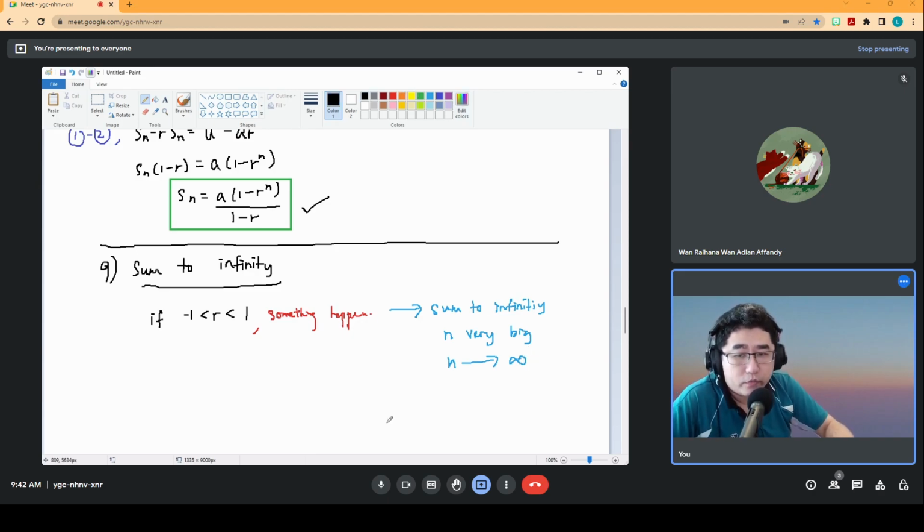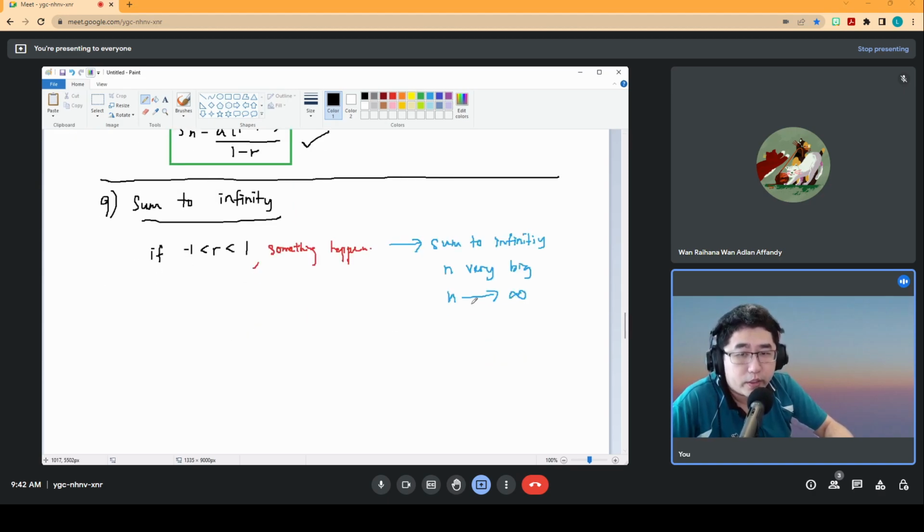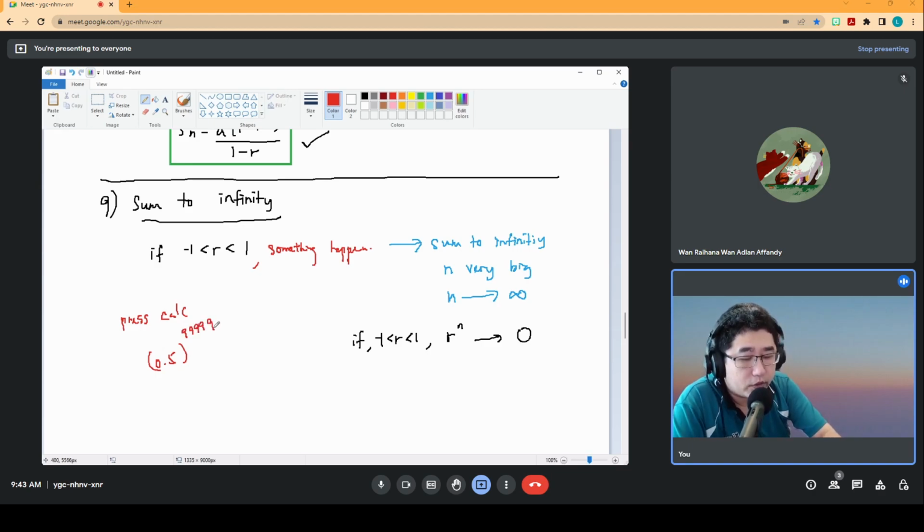When you have a value of r that is in between -1 and 1, this value of r to the power of infinity will go to 0. This way you can easily press the calculator to figure it out. Let's say you press the calculator with 0.5 to the power of 99999. You will see that it becomes 0.